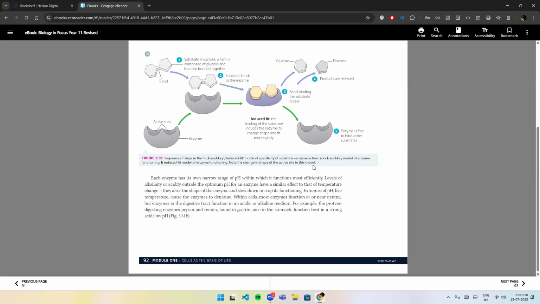Within cells, most enzymes function at or near neutral, but enzymes in the digestive tract function in an acidic or alkaline medium. For example, the protein digesting enzymes, pepsin and renin, found in gastric juice in the stomach, function best in a strong acid or low pH.